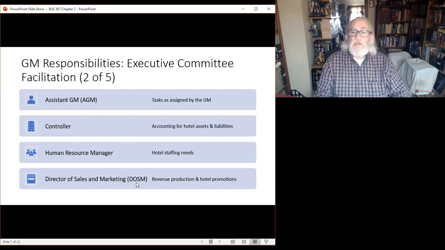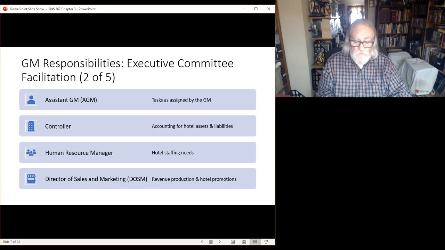And then the DOSM. This is an important position in the hotel hierarchy, and certainly a very important one for the GM to have an excellent person in: the director of sales and marketing. This is someone who is handling the revenue production on site as well as the marketing promotions that go along with that, specific to your hotel and so forth. So you would expect that the GM is going to work closely with that human resource manager, and they're also going to work closely with that DOSM.